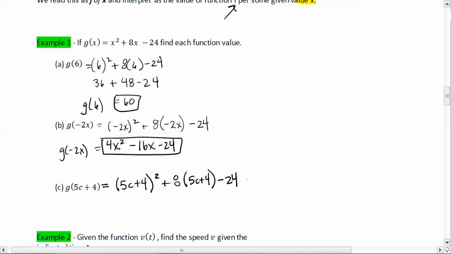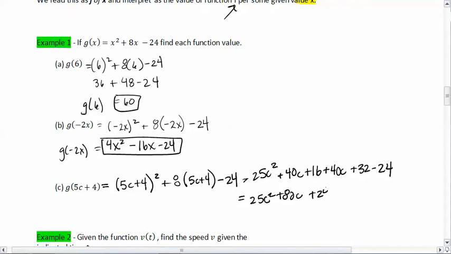Okay, for this one we get 25c squared plus 40c plus 16 plus 40c plus 32 minus 24. This is equal to 25c squared plus 80c plus 24 when we simplify.